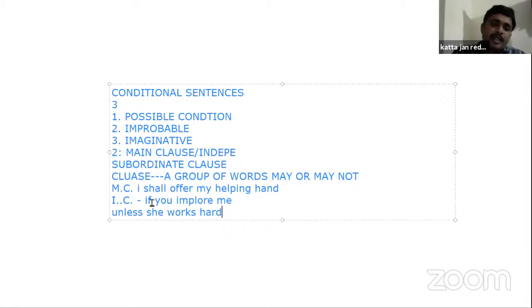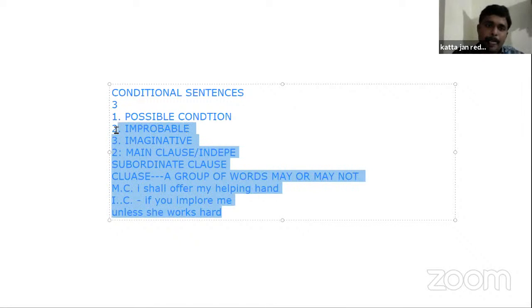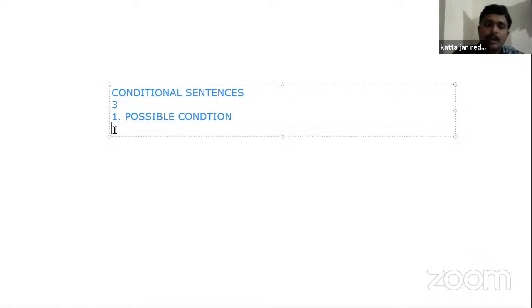So when if is used in the clause, that is known as if clause. When unless is used, it is known as subordinate clause or dependent clause. It is known as dependent clause because it has to depend on some other clause to have a complete meaning. For the complete meaning, it requires another clause, that is the main clause. So we have two clauses, main and subordinate clause, right? And now we need to go for the first one, that is probable condition.